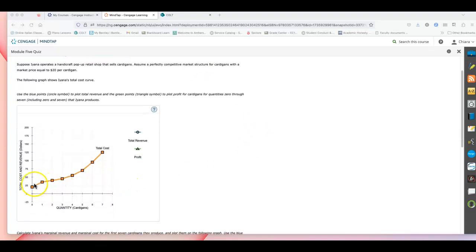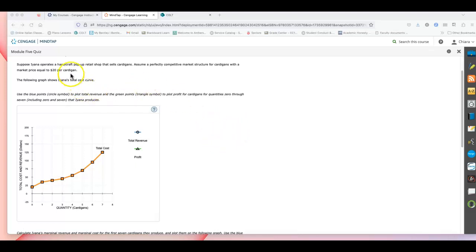So the total cost curve is already given in the chart below. We need to figure out our total revenue. In this case, for my question, it says, suppose Sienna operates a handicraft pop-up retail shop that sells cardigans. Assume a perfectly competitive market structure for cardigans with a market price equal to $20 per cardigan. The following graph shows Iana's total cost curve. Use the blue points, which is this, the total revenue, to plot total revenue, and the green points, so the triangle symbol, to plot the profit for cardigans for quantities 0 through 7, including 0 and 7.